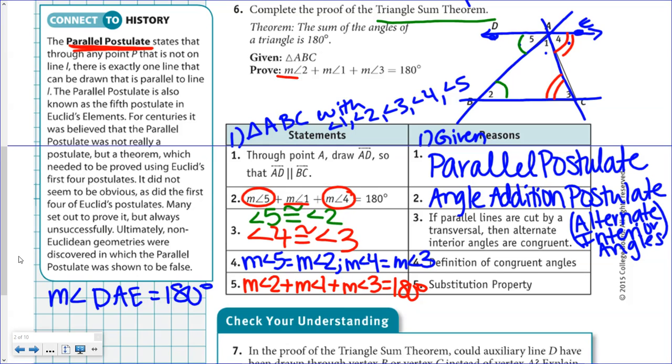And that is exactly what we were trying to prove. And angles 1, 2, and 3 are the angles in the triangle. And as we see in our proof, angles 1, 2, and 3 do sum to equal 180. So that is one way that you could prove the triangle sum theorem.